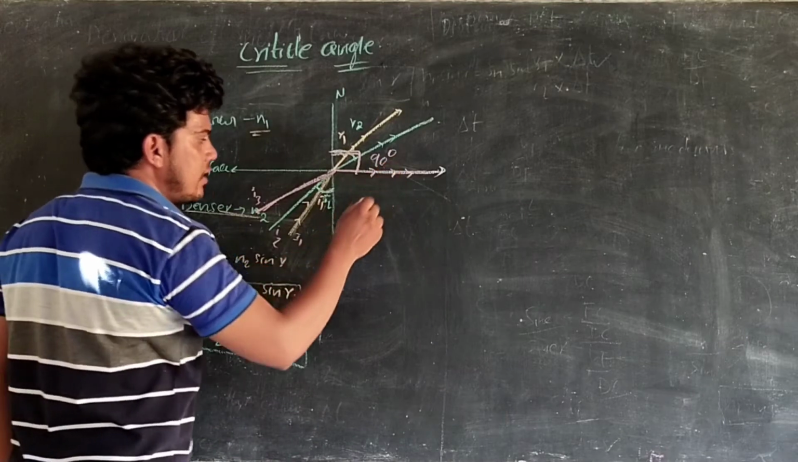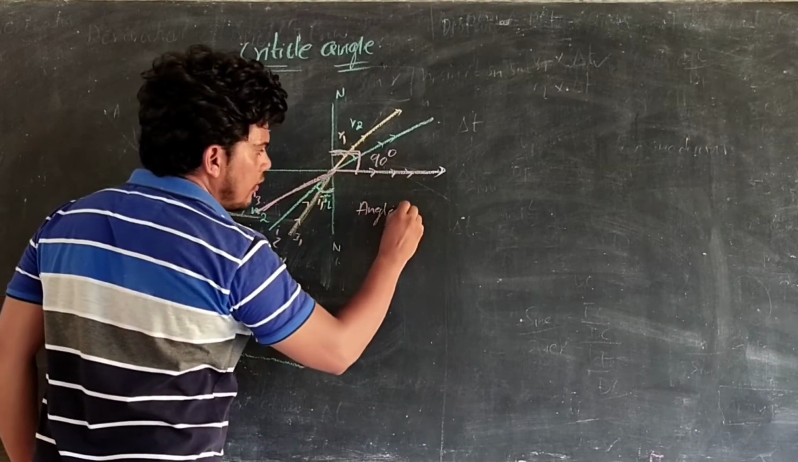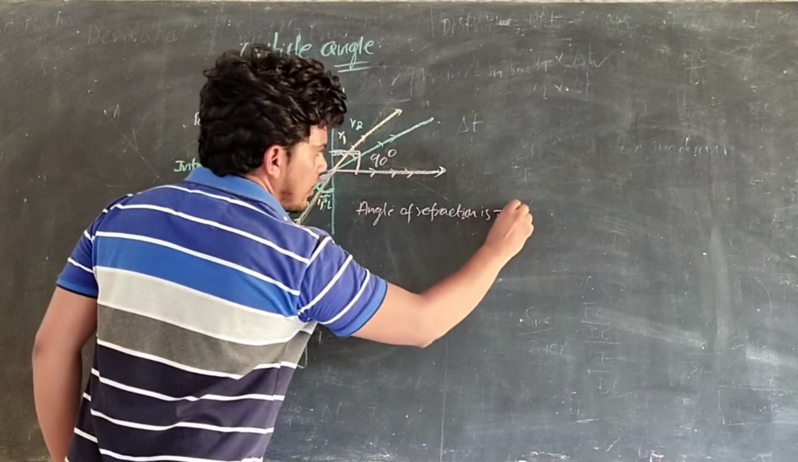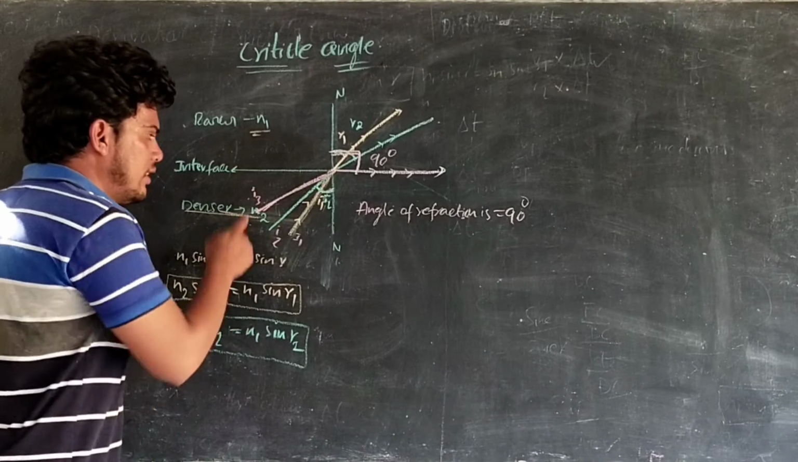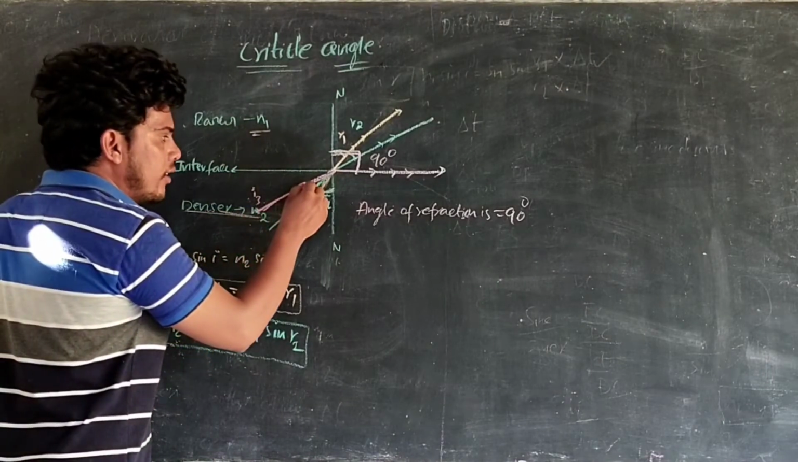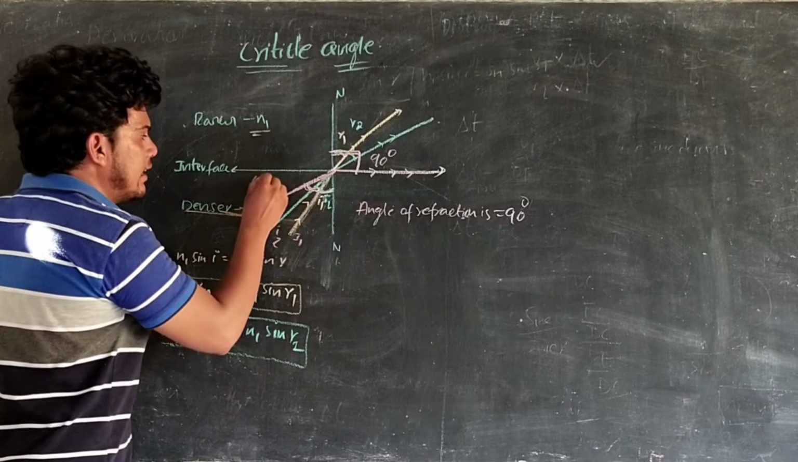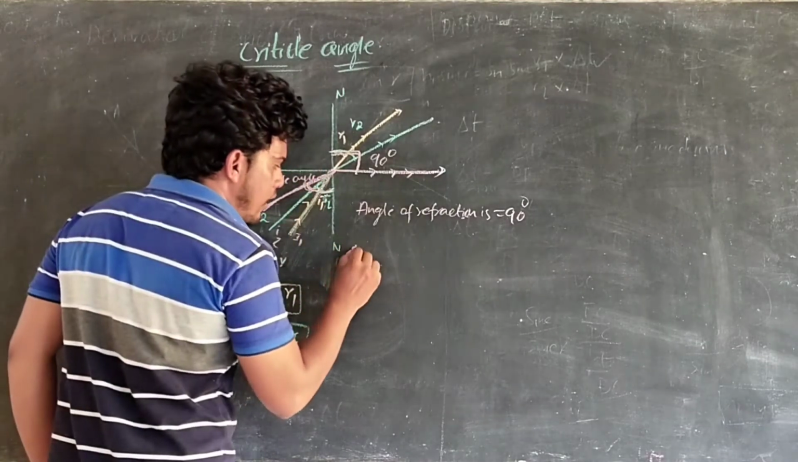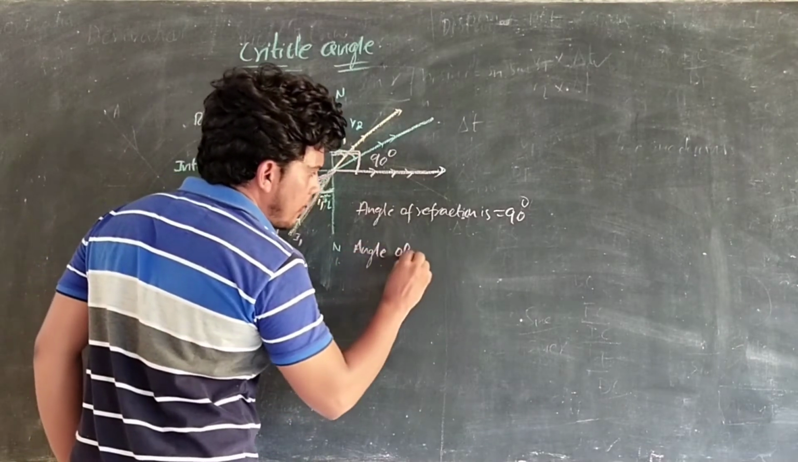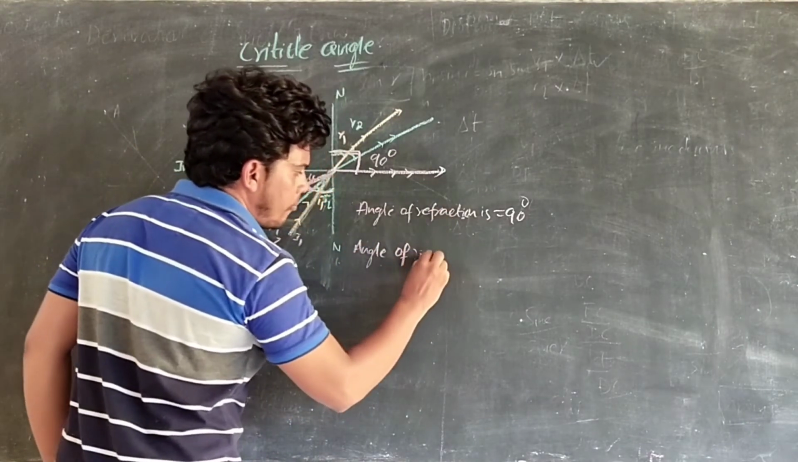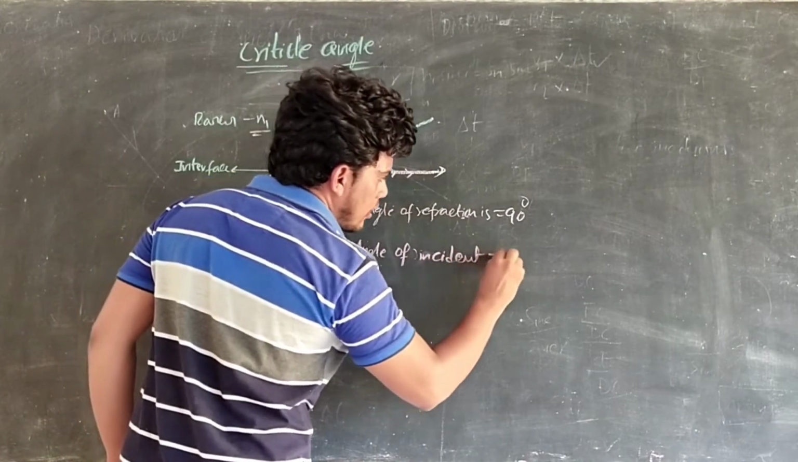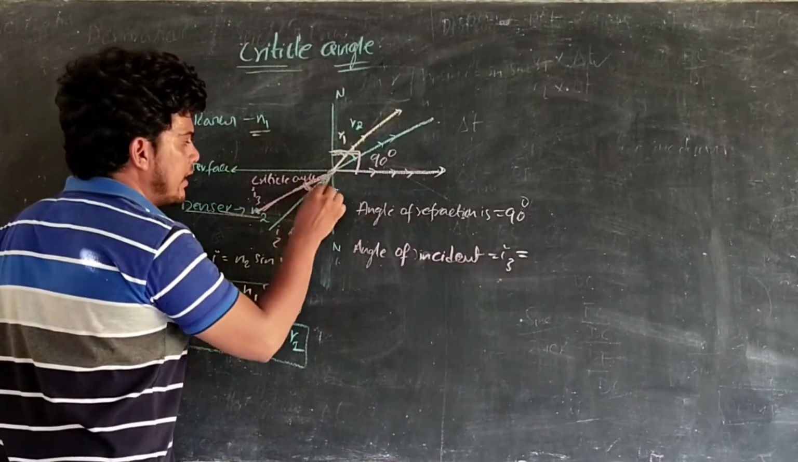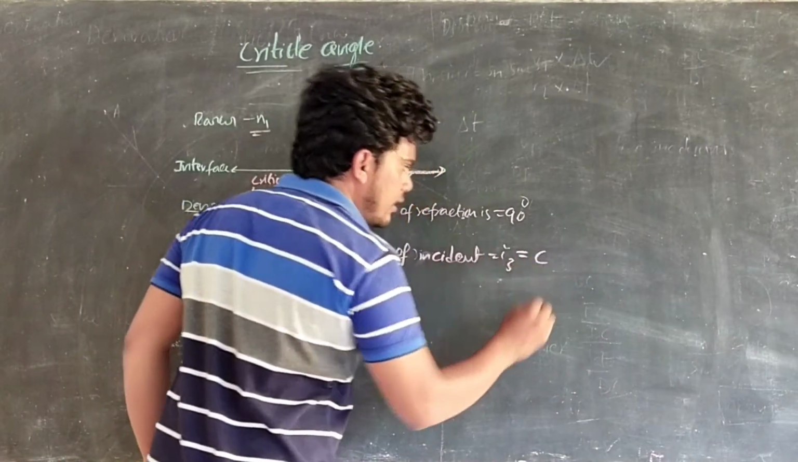So this angle of refraction is 90 degree. So this I3 is actually called the critical angle. So the angle of incidence I3 equal to critical angle.